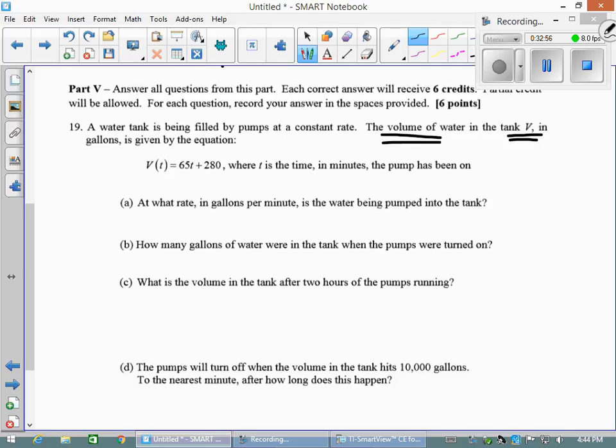So rate, remember our rate is our slope. So what is our slope here? That is 65. It is a number that is right next to our T. So our rate is 65 gallons per minute if you would like to write that.